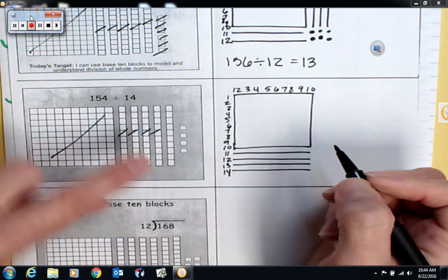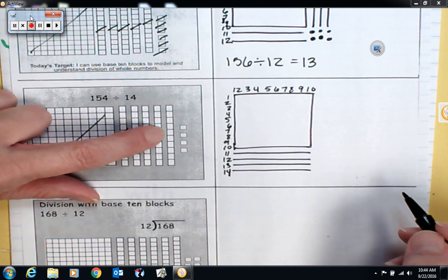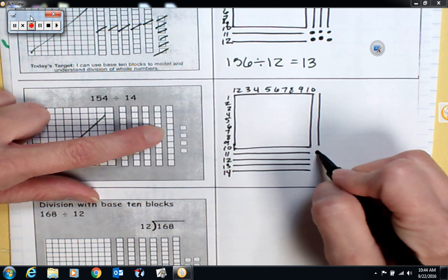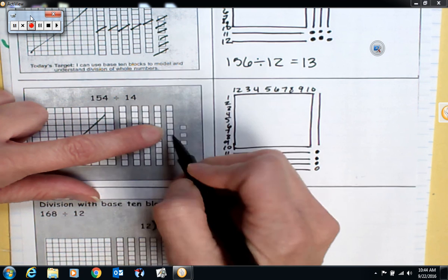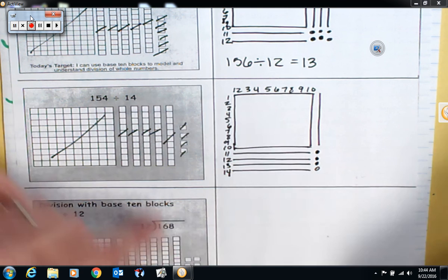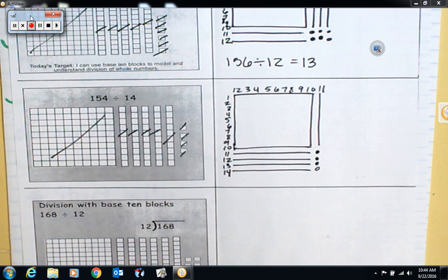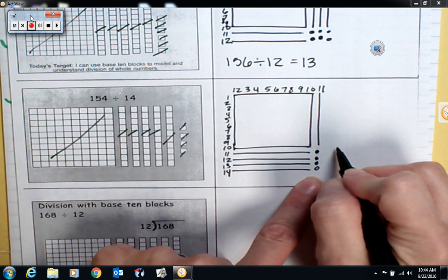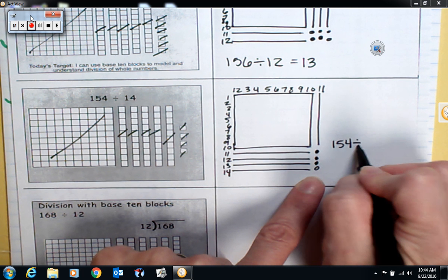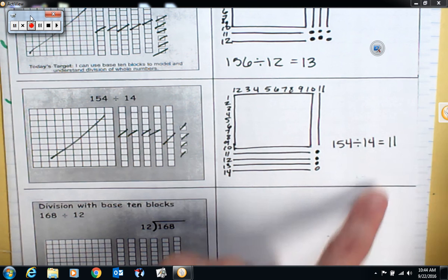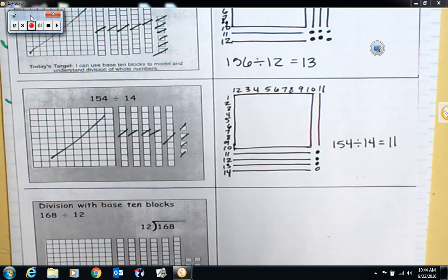And I have some more blocks to work with. And with these blocks, I can make another group of 14. That 10 and 4 ones make another group of 14. So I have 11 groups of 14. So I know that 154 divided by 14 is 11 because there are 11 groups of 14.